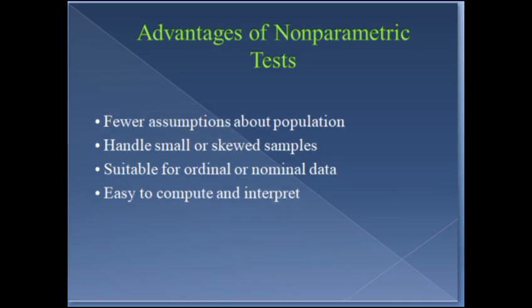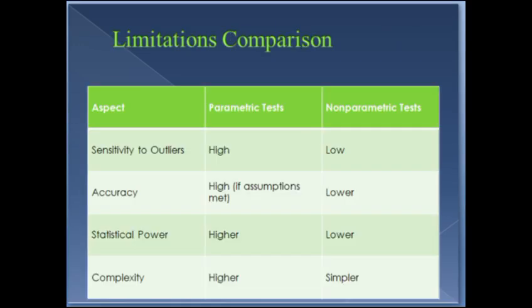Advantages of non-parametric tests include fewer assumptions about the population. It can handle small or skewed samples. It's suitable for ordinal or nominal data, and it is easy to compute and interpret. Non-parametric tests are robust in real-world research where data rarely meets ideal assumptions. That's why social science and behavioral studies often use them.